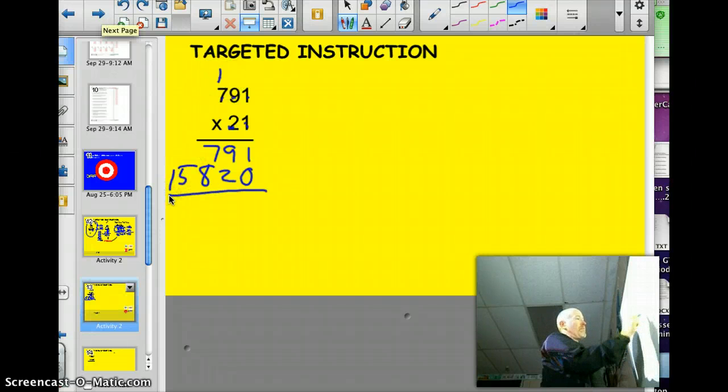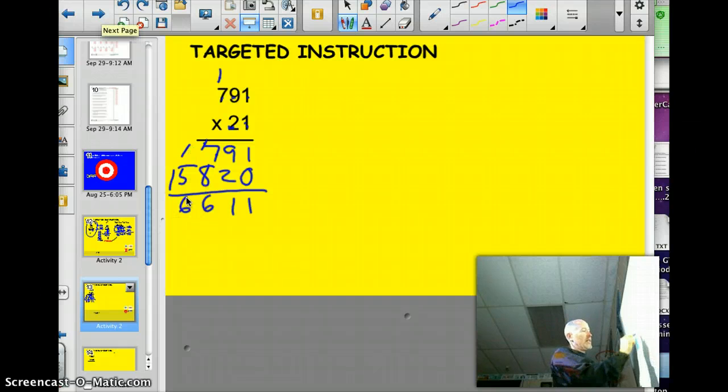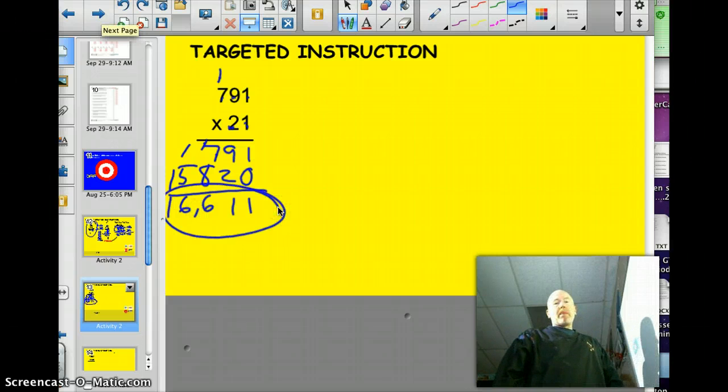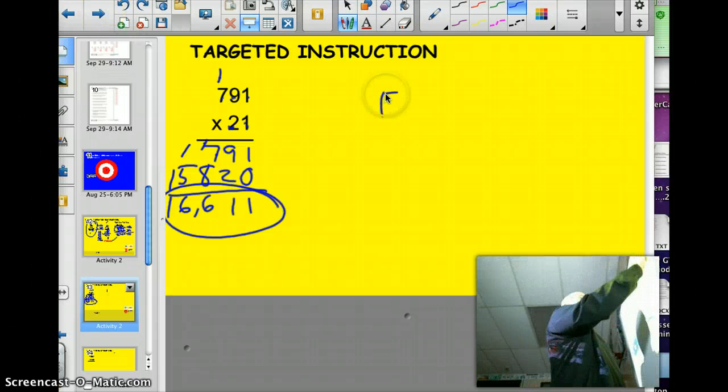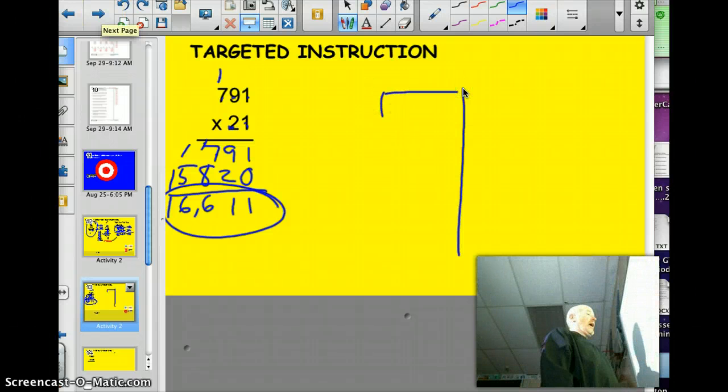Add those guys up. We've got 1. 9 plus 2 is 11. We've got 7, 8 plus 8 is 16. 1 plus 5 is 6. 1 plus 0 is 1. 16,611.